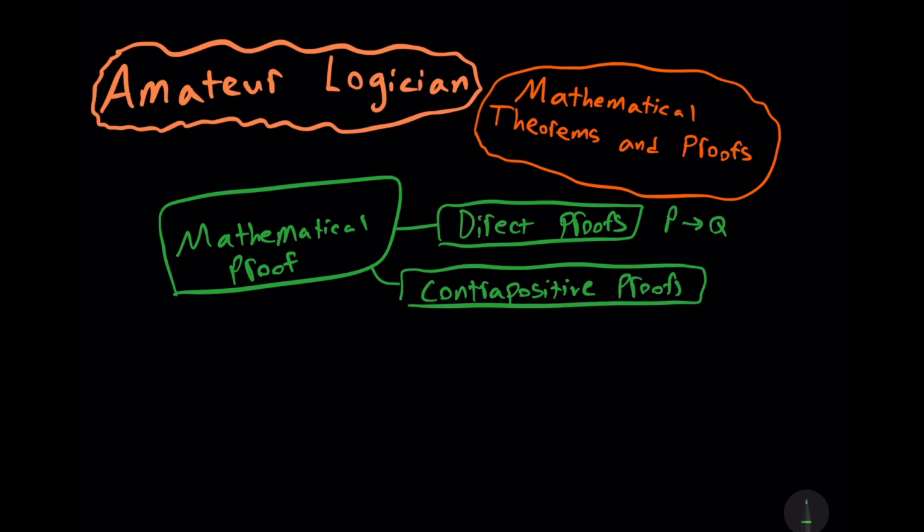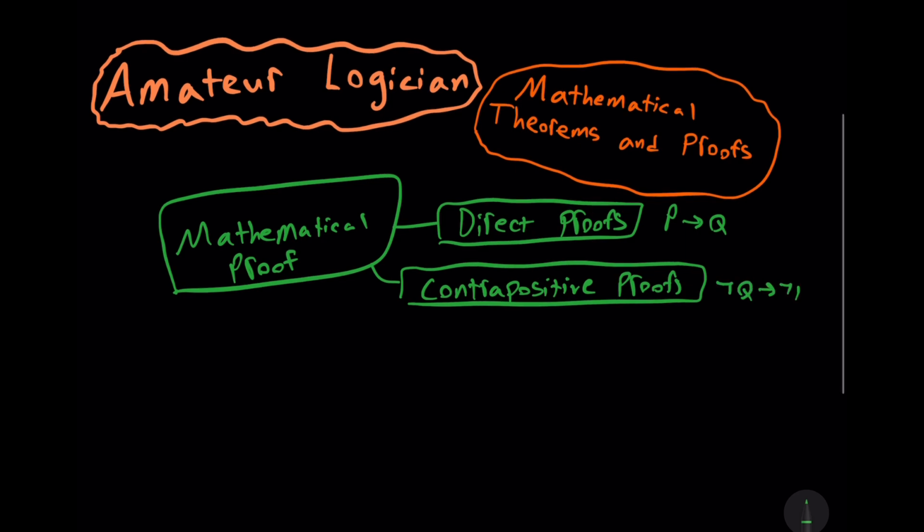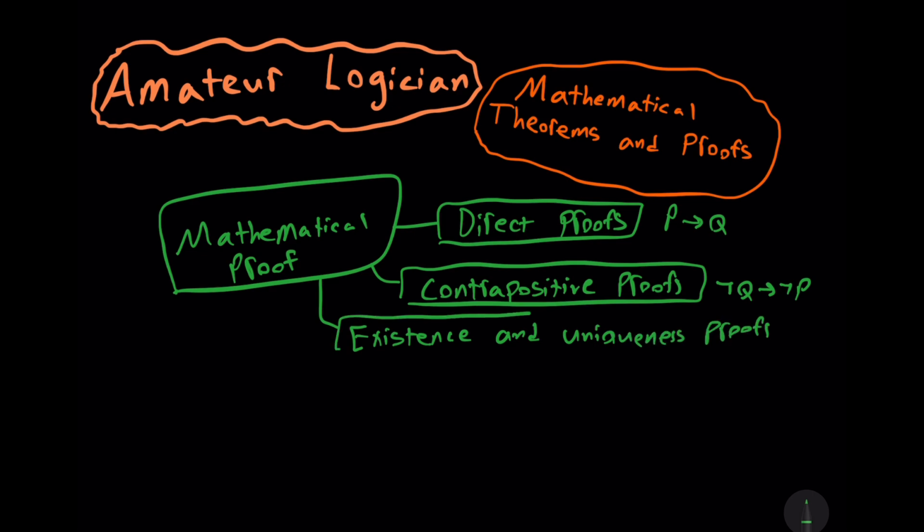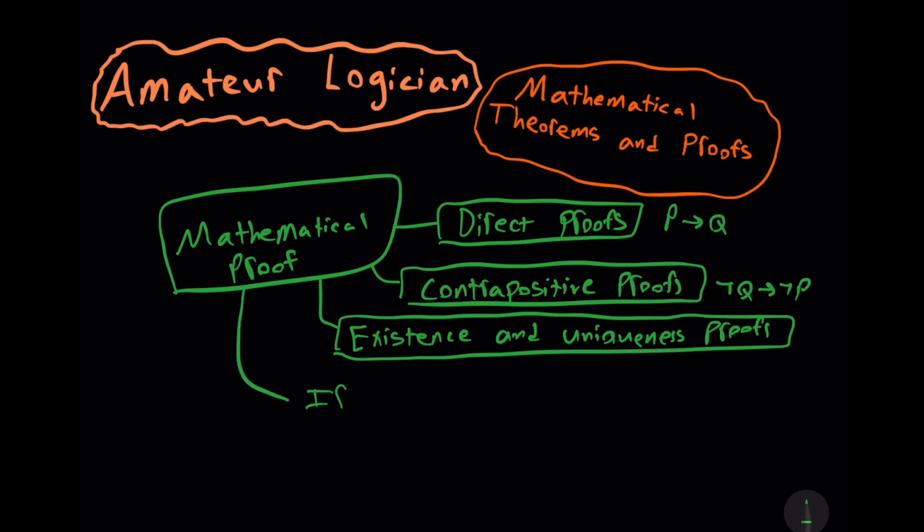In this case, instead of proving if P then Q, so to speak, we prove if not Q, then not P. We flip the antecedent and consequent and negate both. We have existence and uniqueness proofs. For example, is there always a number in between two real numbers? Does there exist such a number? We have if and only if proofs.